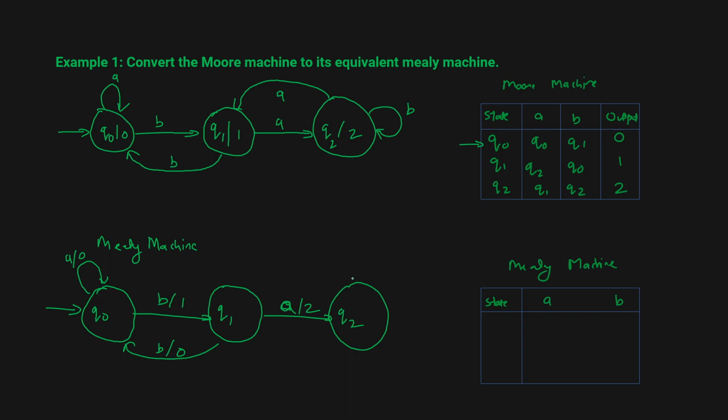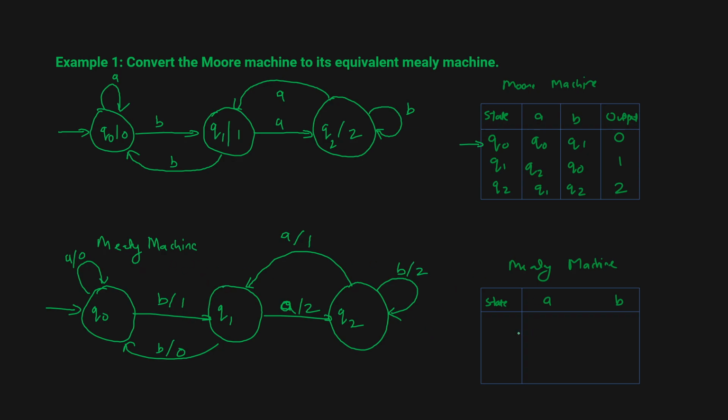Now in Q2, what happens? If you get input A, you go to Q1 where the output is going to be 1. So let's write that down: input A, output 1. And if you get input B, you go to Q2, so on input B the output is going to be 2. So B slash 2. This is the equivalent Mealy Machine.